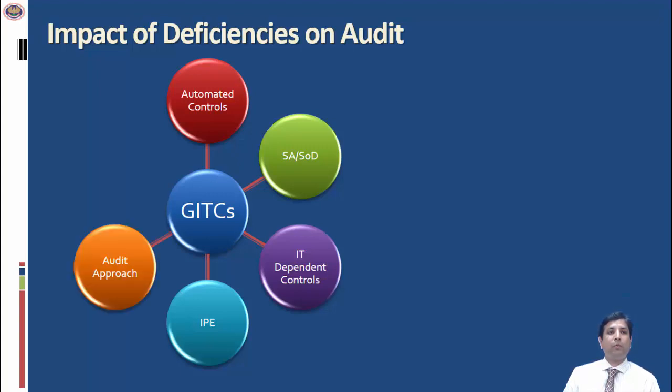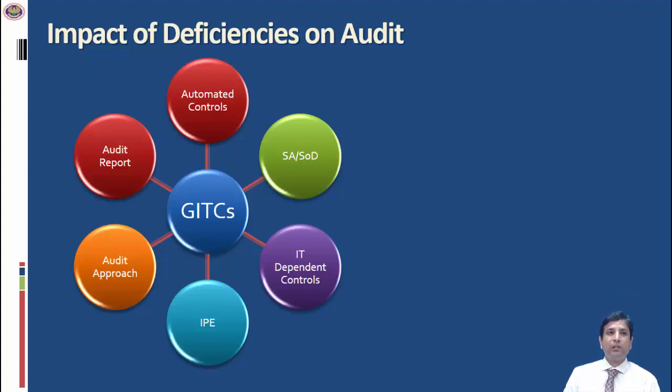It is possible, because of all the above factors, like not being able to rely on automated controls, not being able to rely on the sensitive access and segregation of duties, and IT dependent controls, and also the reports, which are used both in controls as well as substantive audit procedures, that our audit approach could undergo a change. It is possible that we would have planned the audit to rely on the controls. However, after noting deficiencies in ITGCs, we may have to change our audit approach and do more substantive audit.